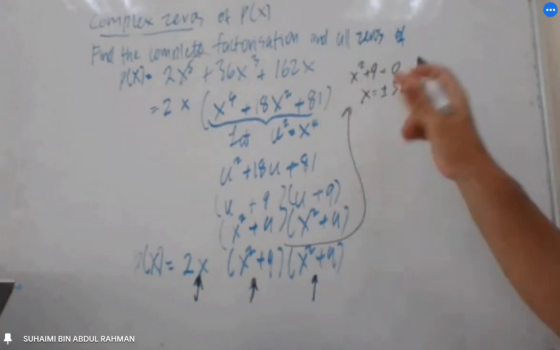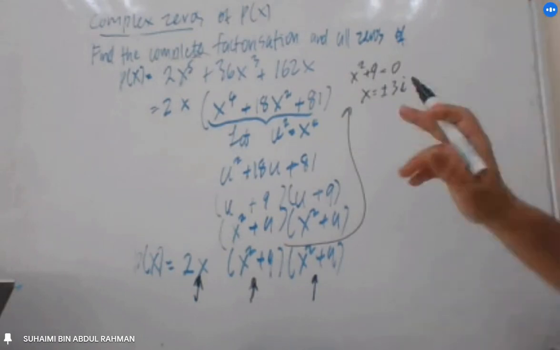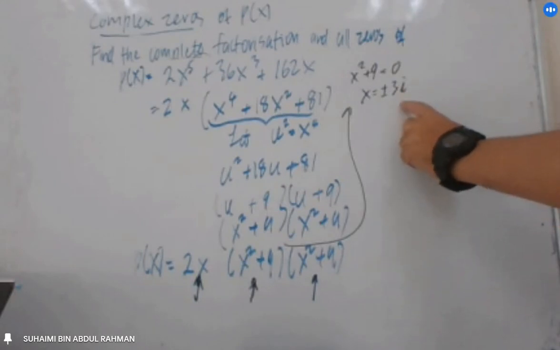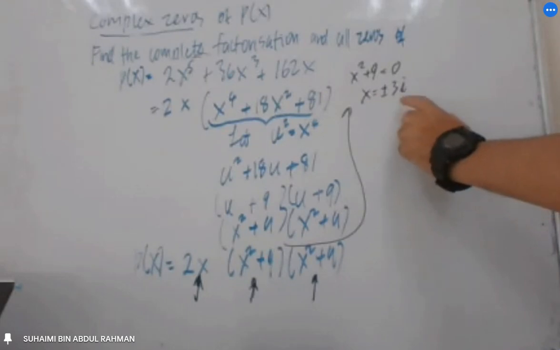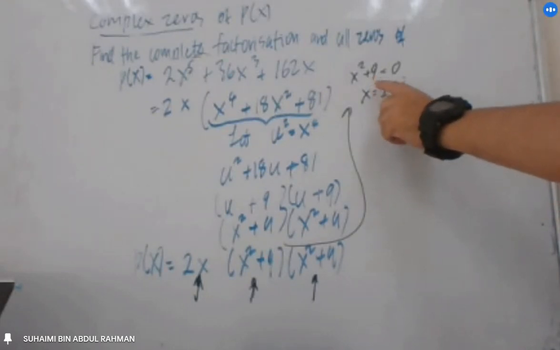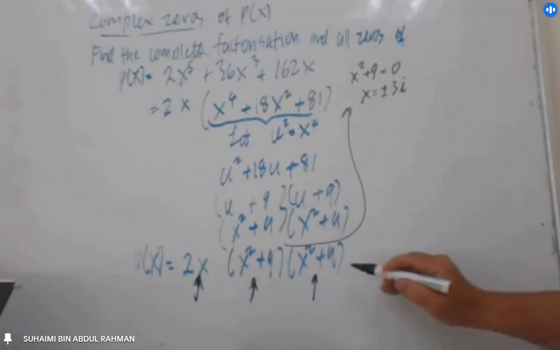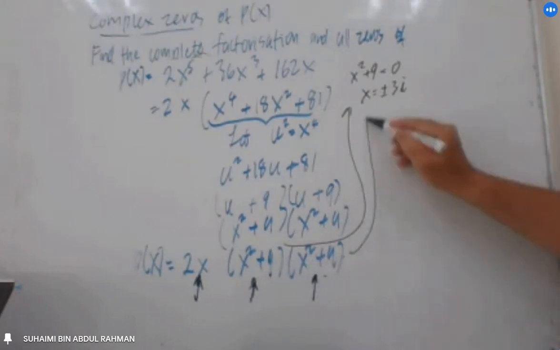How do you get this? Any question how to get this? Complex numbers. So how do you get this? x squared equals negative 9, so take the square root of negative 9. So same as this. From here, because these two are the same, how do we get this?